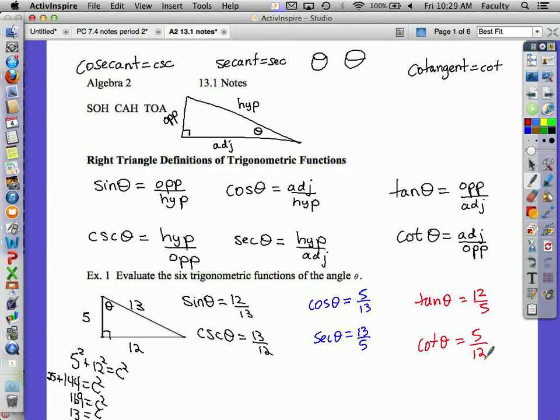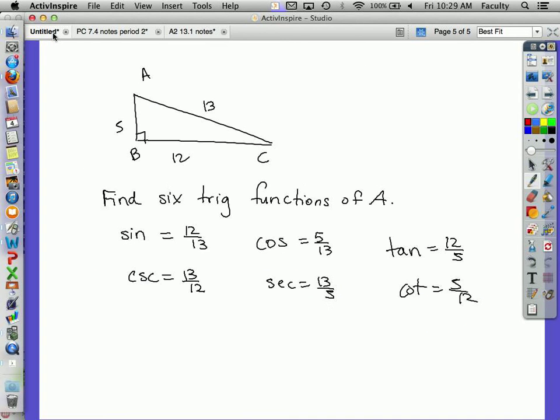Alright, I want to pause here a moment before we move on because I want to show you a common mistake and I want us to see if we can figure out why there's a mistake. It's not anything I want you to write down, more that we want to think about it and talk about it. So let's look here, okay? I left this up from the other class. I have this triangle and the problem says find 6 trig functions of A, and this is what the student wrote down. But it's wrong.